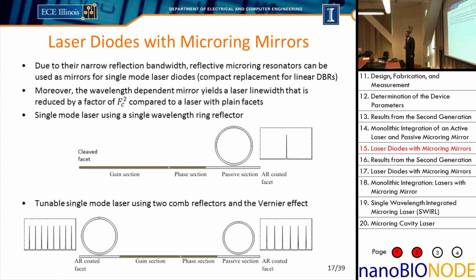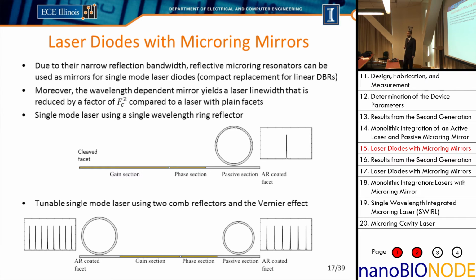If you look at the Schawlow-Townes theory, and also study the Henry linewidth enhancement factor, there is a benefit of having a wavelength-dependent mirror. If you lock your laser to the right side of the resonance peak and you have this wavelength-dependent mirror, you can reduce the linewidth by this factor FC squared compared to a plain laser.